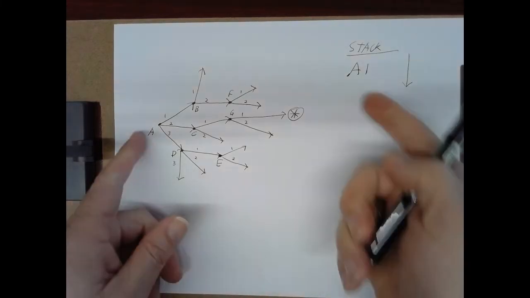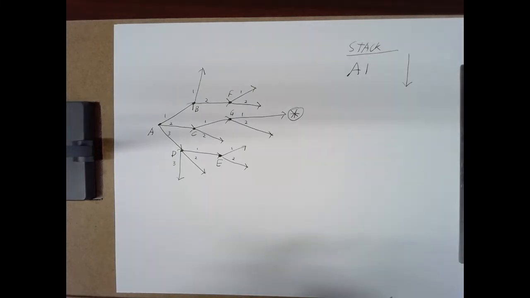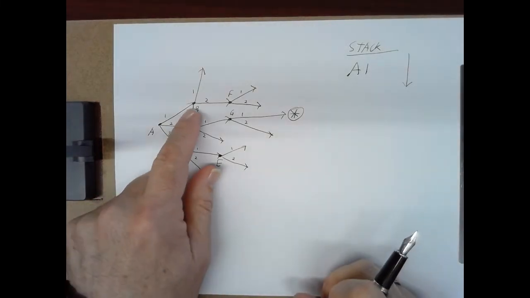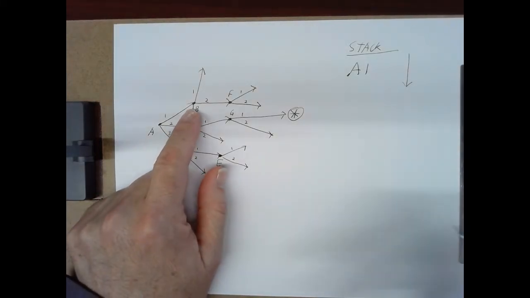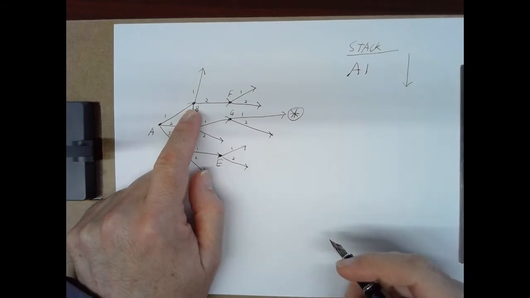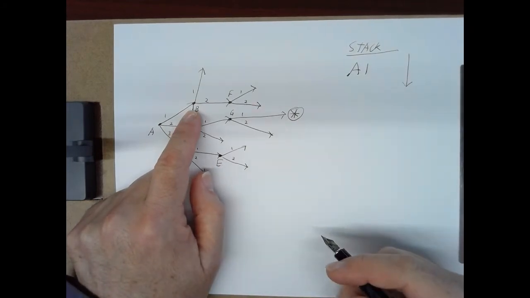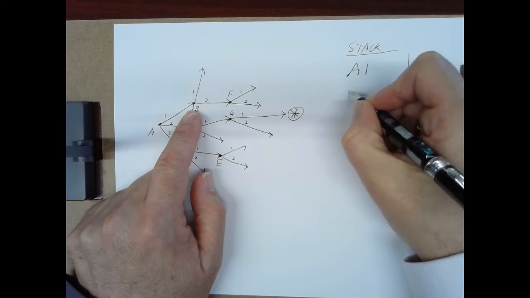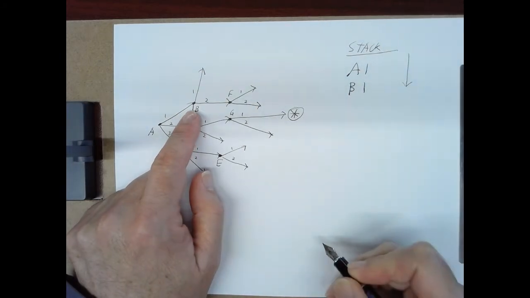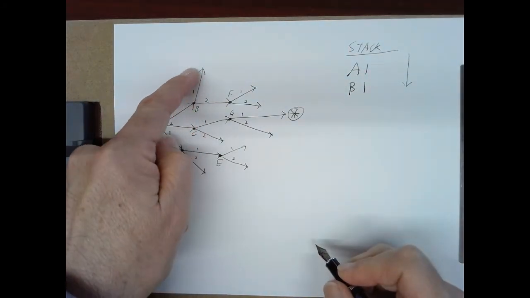So we start off, we put A1 on the stack. And we walk along this path, and we come to a point B, and we have to make a decision. So let's just always pick the first path. So let's take path B1. So we'll push B1 onto our stack, and we'll follow that road, and we get to a dead end.